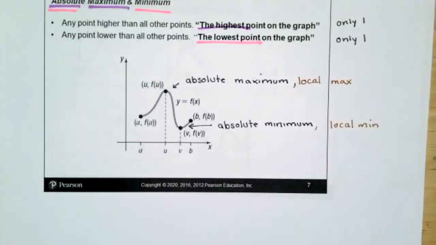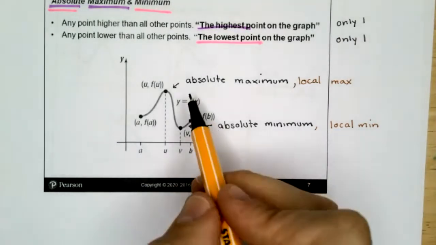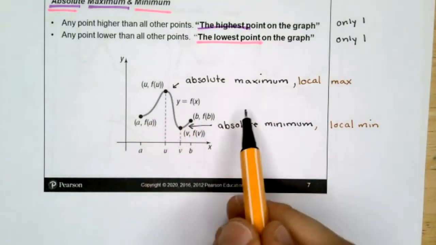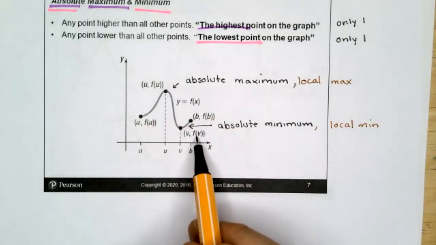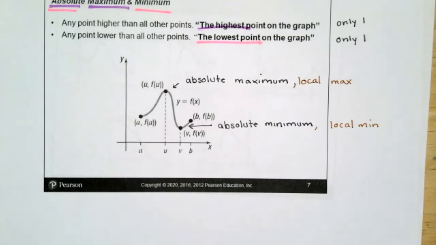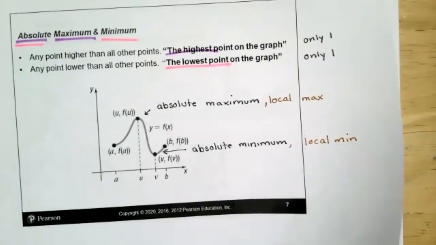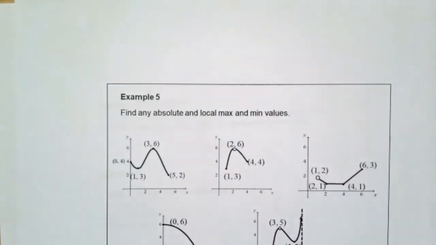So we covered local maximum and minimum, absolute maximum and minimum. Here is U, f of U, which is my absolute maximum. V, f of V is my absolute minimum and my local minimum. Now it says find any absolute and local max and minimum values.